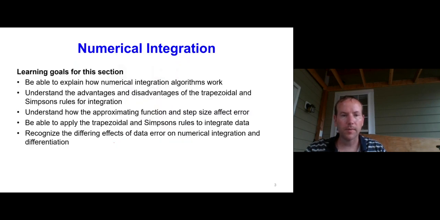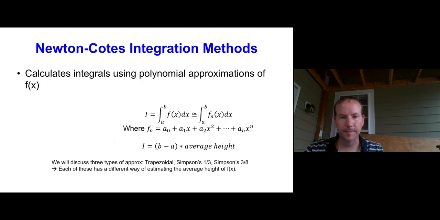So overall, the learning goals for this section are to be able to explain how numerical integration algorithms work, to look at the advantages and disadvantages of different methods that we'll be able to use, and to understand how changing the order of our function or step size affects the error. And finally, you're going to be applying these algorithms to both idealized functions and real biomedical data on your problem set.